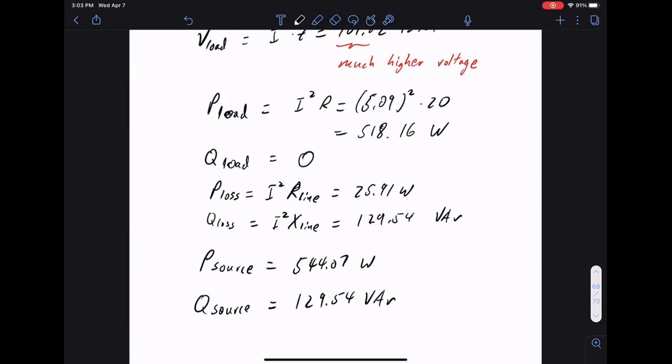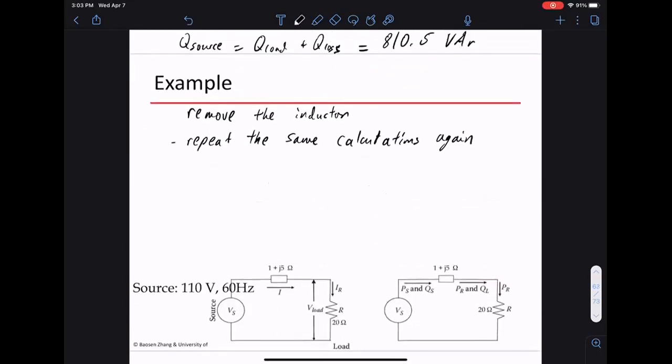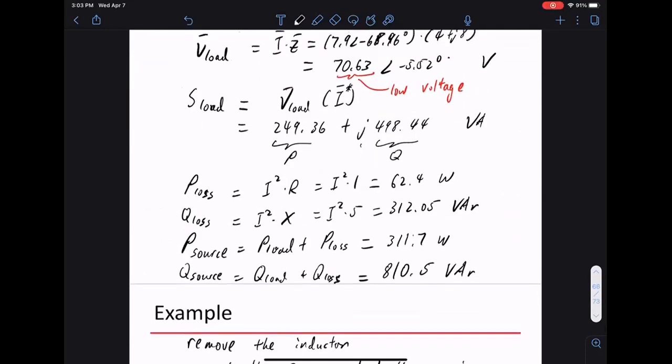Okay, so this calculation shows that if you get rid of the inductor, or you get rid of a lot of the inductive part of your load, your voltage is higher at the load, and you can deliver more active power with lower loss. Compare this active power, you're delivering about 500 watts with a loss of 25. Or here you're delivering 250 with a loss of 62, right? So you boost the voltage, more power, lower loss. This goes back to why you want voltage to be reasonably high for transmission.